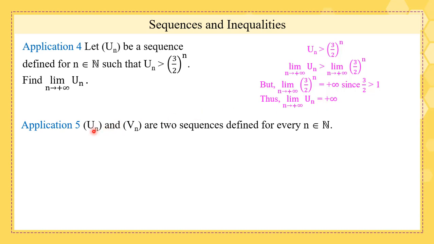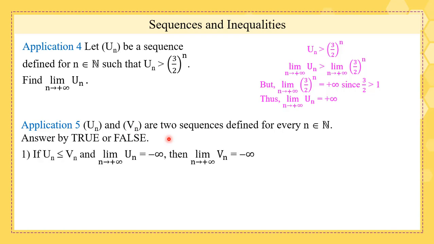Well, application 5, Un and Vn are two sequences. We need to answer by true or false. If Un is smaller than Vn and the limit of Un is minus infinity, can we say that the limit of Vn is minus infinity? Try to think about it. Well, this is false because if the limit of Un is negative infinity and Vn is greater than Un, Vn could be any real number and it could be plus infinity, so we have different answers.